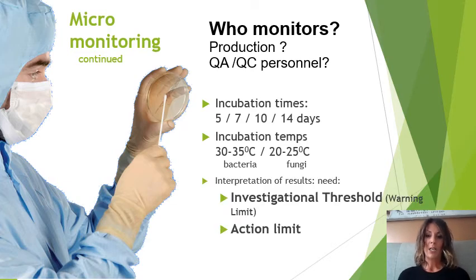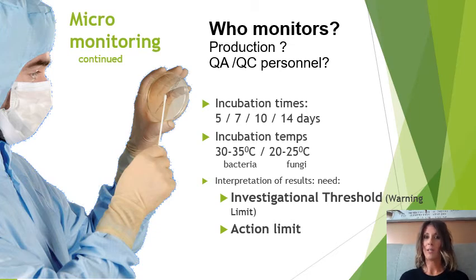So our interpretation of our results, when we look at our results, we investigate. We have an alert level, which is a threshold where we need to investigate what's going on. So we have a routine level of organisms that we would expect to see in our clean rooms, and that should be local and decided by your group. And if it exceeds that, we are concerned that there may be an issue. We would investigate that. It's a warning limit for us.